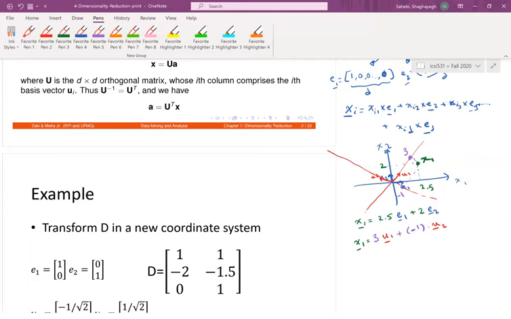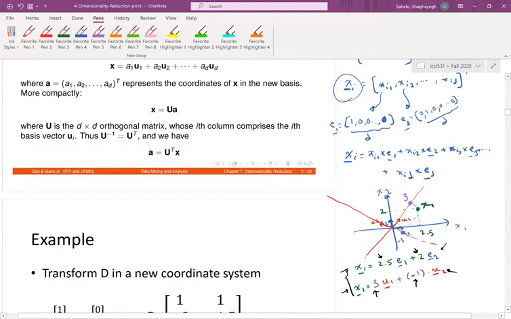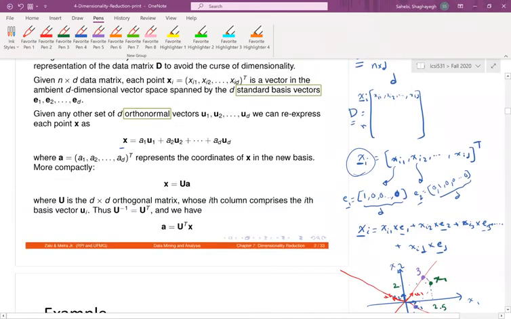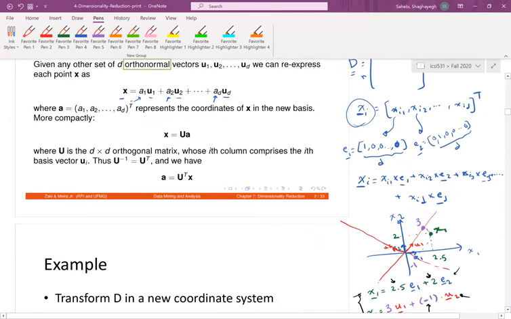So this X1, my X1, they are both the same. The only difference is that I am writing them in different axes, and as a result, they have different coordinates in these two different axes. So basically, I can write my data as a linear combination of these new orthonormal axes, and each of these A1, A2 until AD are going to be my new coordinates of each data point X. So we say that vector A, that has all of these A1, A2, AD in it, is the coordinates of X in the new basis.